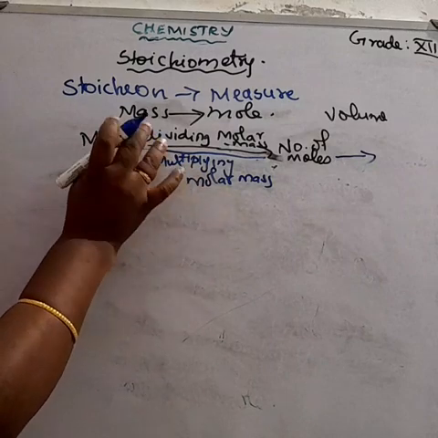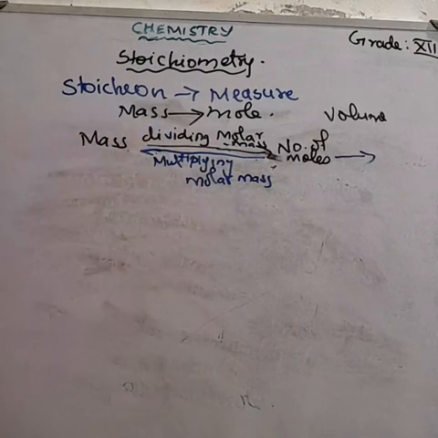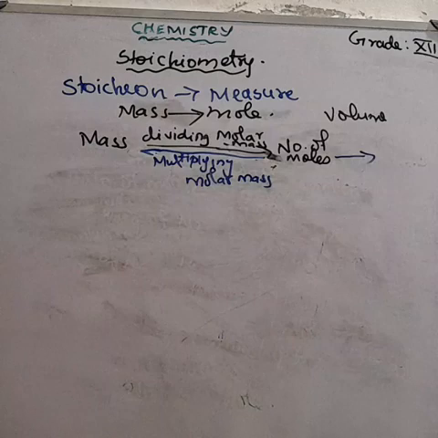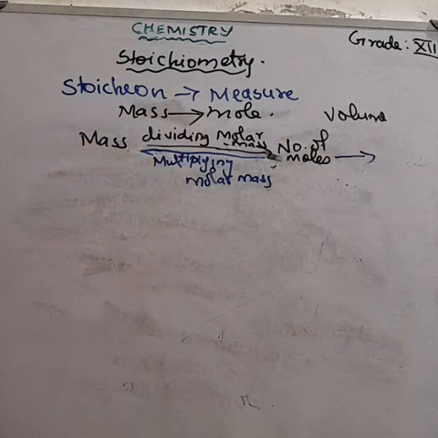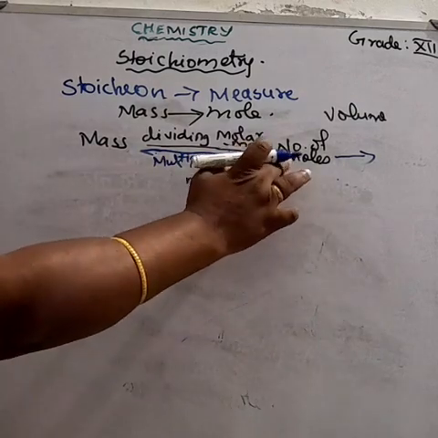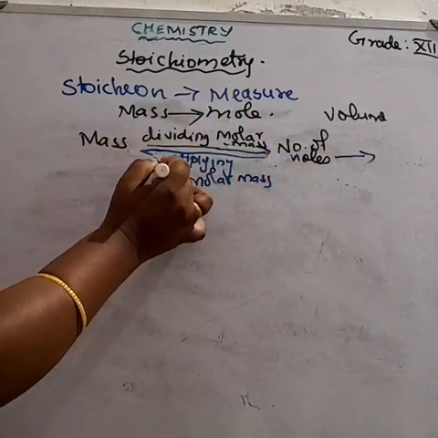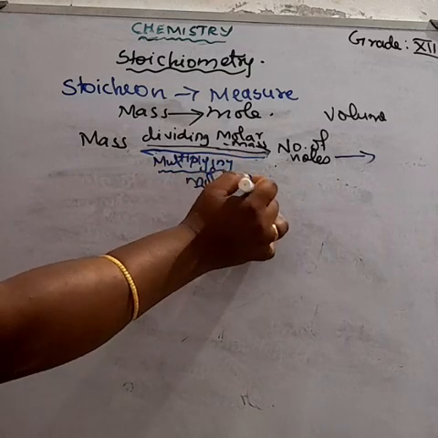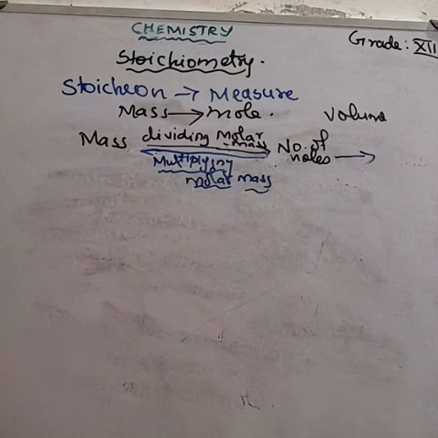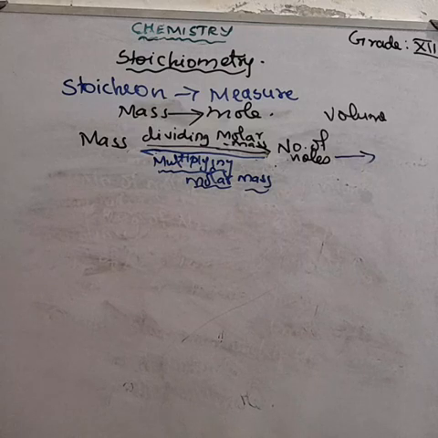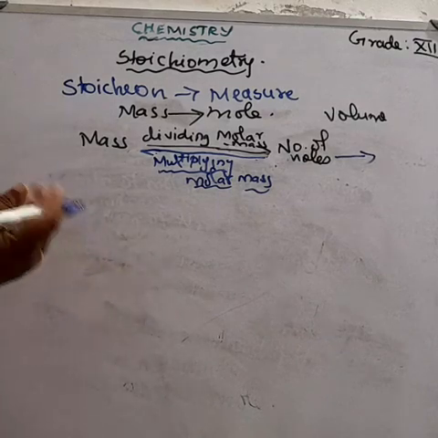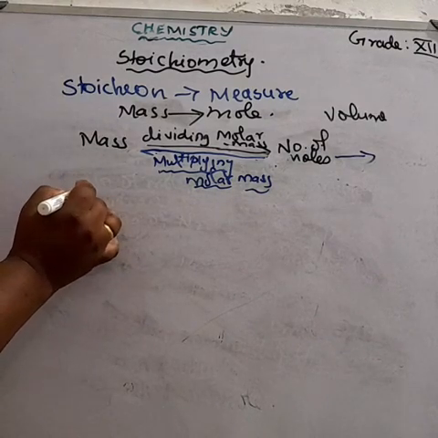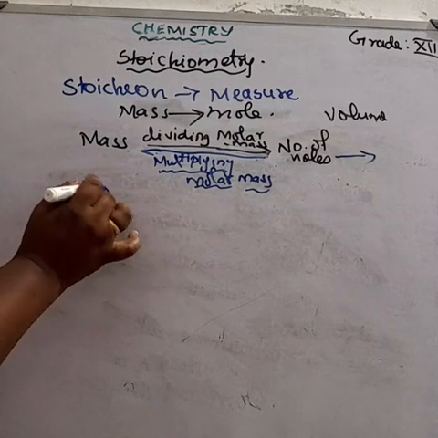So how can we convert number of moles into mass? By multiplying by the molar mass. Understood? Like that, the number of moles we can convert into volume. The volume at 0 degree Celsius and 1 atmospheric pressure is a constant value, the volume occupied by 1 mole of any gas. Already we studied about that.